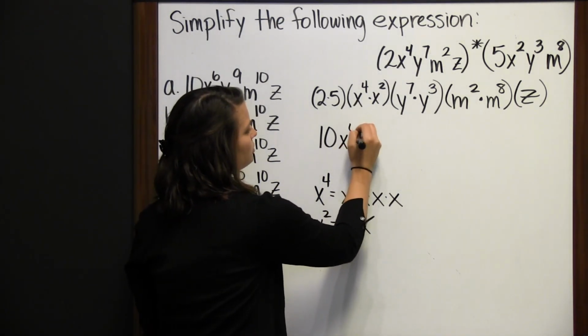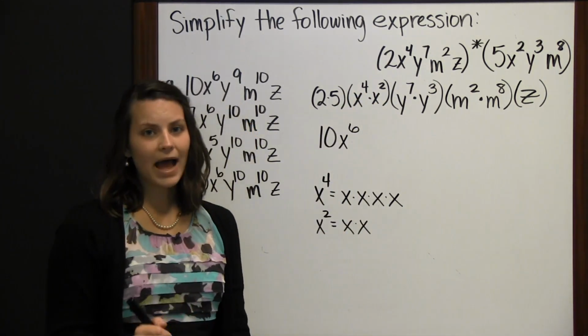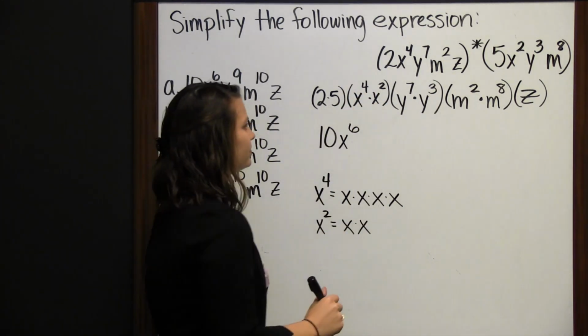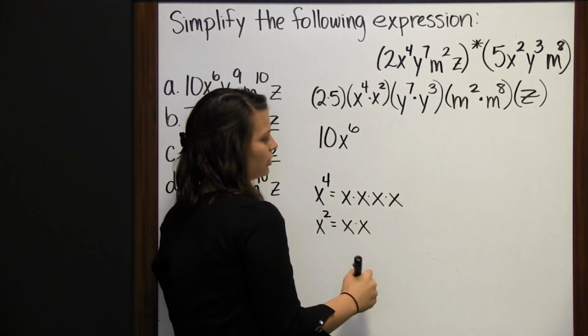So it's x to the 6th. You can see what we end up doing is adding those exponents together. And it's the same thing with y to the 7th times y cubed.